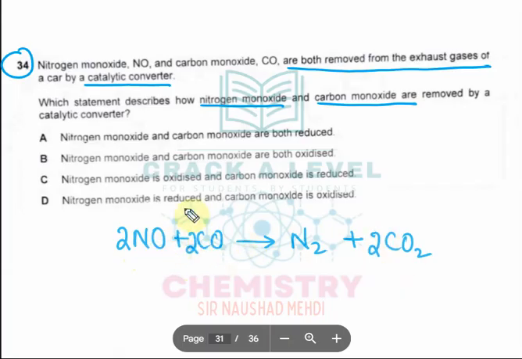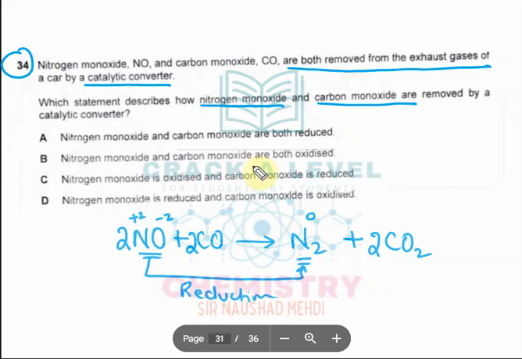Okay, so over here you can see nitrogen monoxide is converted into nitrogen gas. So oxygen is -2 over here and nitrogen is +2. And over here the nitrogen oxidation number is 0. So from +2 to 0 the oxidation number is getting changed. So it means that it has gained electrons, and gaining of electrons is reduction.